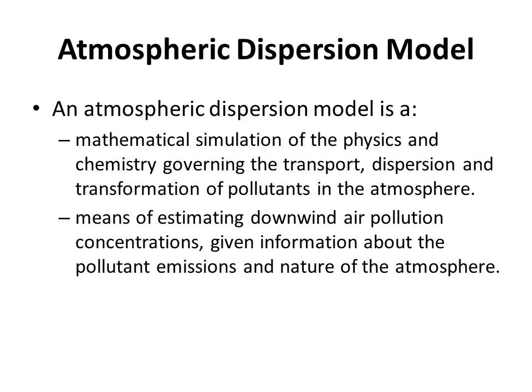Once a pollutant is emitted into the atmosphere from a tall stack or from any other source, it is transported and gets dispersed into the atmosphere and may also undergo certain transformations. Now, to find out what is happening to the pollutant that is being emitted, we use the atmospheric dispersion model. So, the atmospheric dispersion model is a mathematical simulation of the physics and chemistry governing the transport, dispersion, and transformation of the pollutants in the atmosphere.